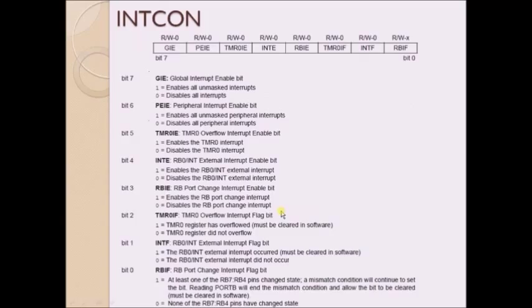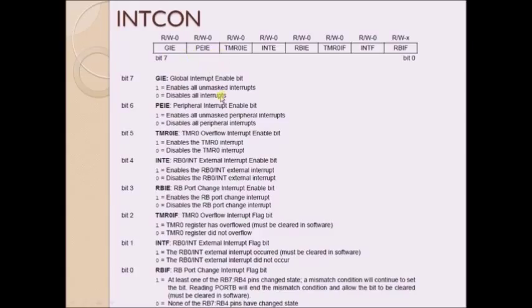Now we have one more register, that is the INTCON register, the interrupt control register. GIE is nothing but global interrupt enable and PIE is nothing but peripheral interrupt enable bit. So these two bits should be programmed to 1 whenever we want to generate an interrupt.